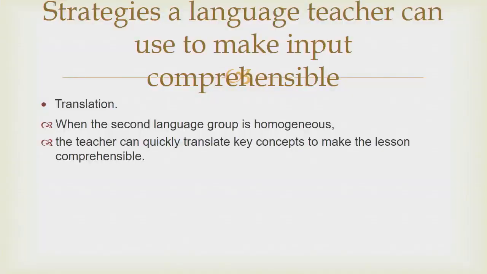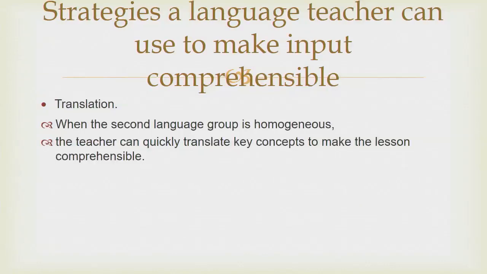Then translation. When the second language group is homogeneous, that means that they are from the same first language or mother tongue, then the teacher can quickly translate key concepts to make the lesson comprehensible. One mistake that we make as teachers, and that is why our learners complain, is that even if there are only 2 learners from one language group, we start translating, and the others then feel left out and discriminated against. Therefore, they complain about us using our mother tongue or a certain group's mother tongue over the others. So if they are homogeneous, it's very important that you translate.